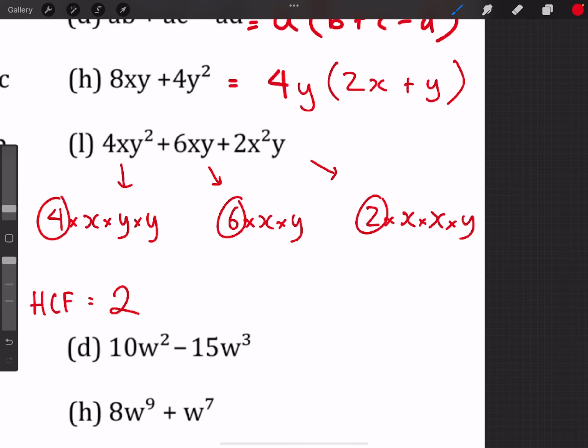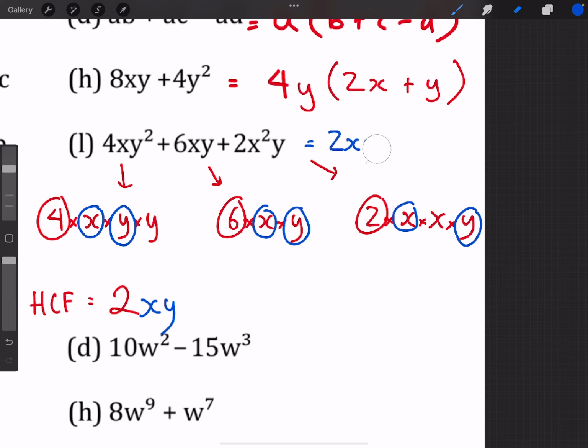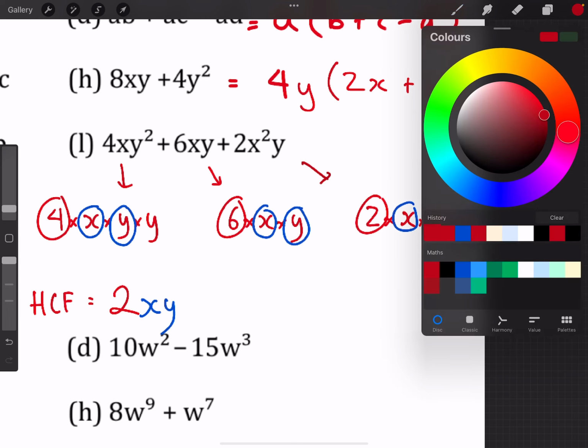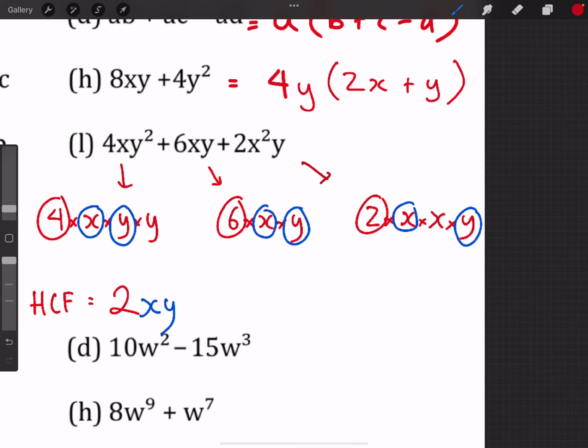Now let's look at the letters. They all have, I'm going to color this in blue. Whoops. They all have an X, and they all have a Y. So we can take an X and a Y out as well. So therefore, this is going to be 2xy. Actually, let me just write it down here. There's not enough space here. So the answer, I'm just gonna put it down here, is equal to 2xy.